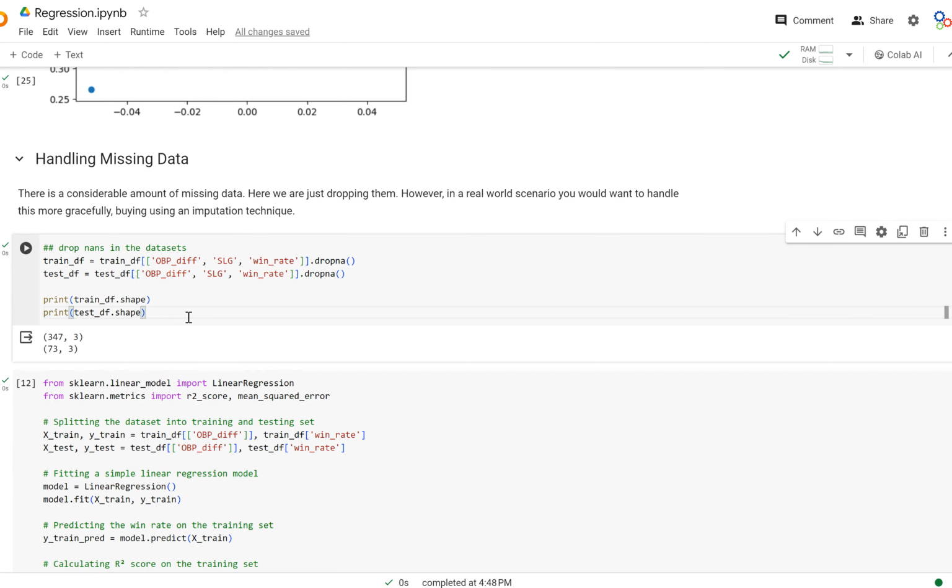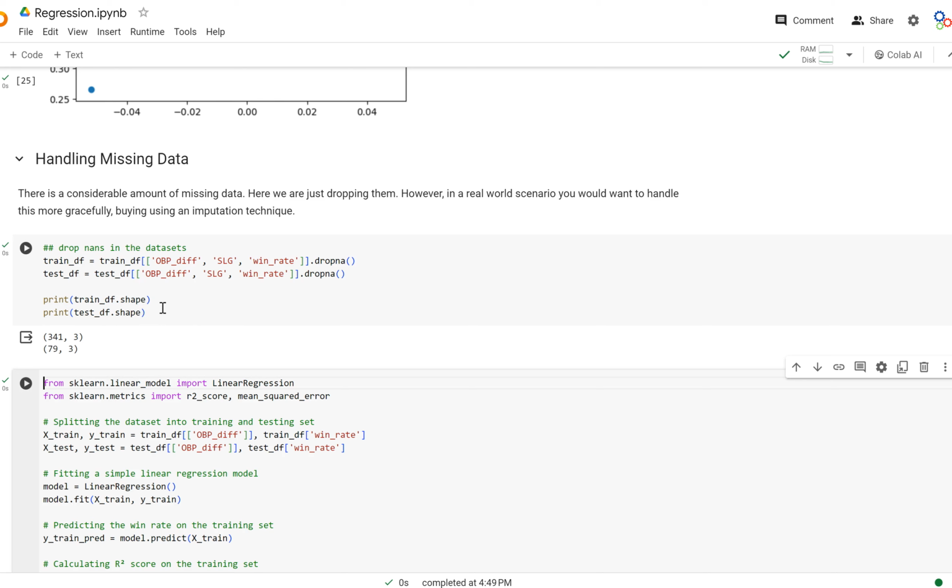Missing data is not good for our models. Our models can't read them. There are more graceful ways to handle missing data than to just drop the rows where the data is missing, but we're not going to cover that right now. I'm just going to drop any rows that have no on-base percentage difference, no slugging percentage or win rate. And you'll see how we drop down from 1,200 examples to somewhere around 400 and something.